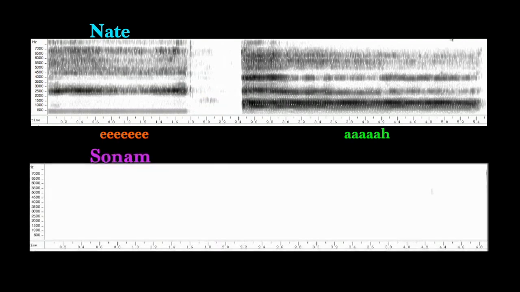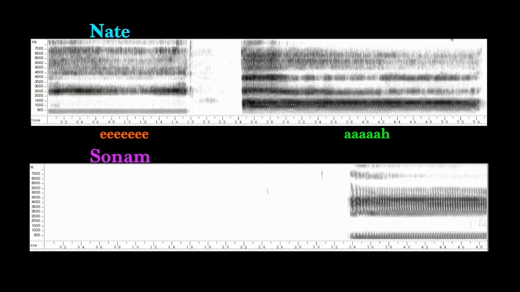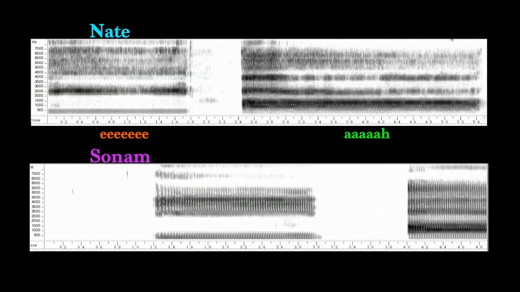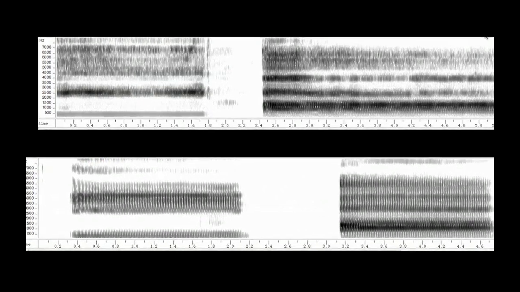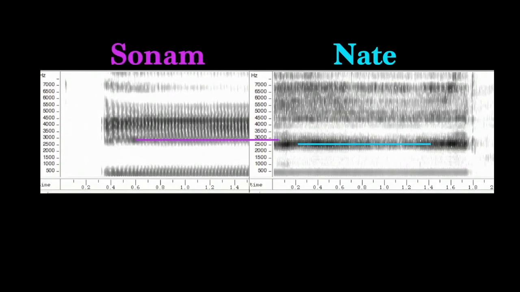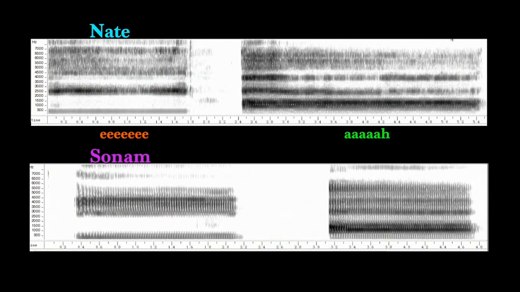Now, Sonam is going to say the same vowels. E. Look at where the formants are now. The formants are in a different place because Sonam's voice is different from Nate's. However, you can still tell that Sonam was saying E here because the formants are far apart, and here Sonam was saying ah because the formants are close together.